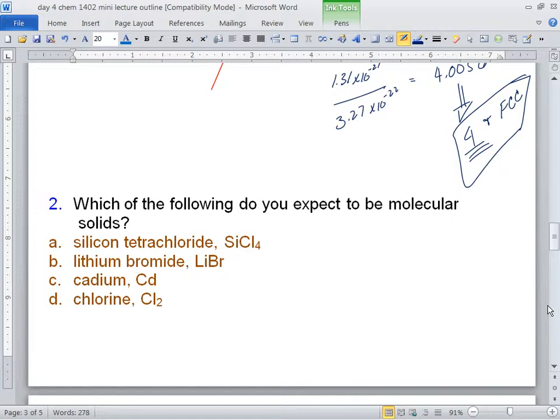It's going to be molecular solids. That means it has to be made up of, what, Enrique? It has to be made up of what then? The M word. Molecules. It has to be made up of molecules.